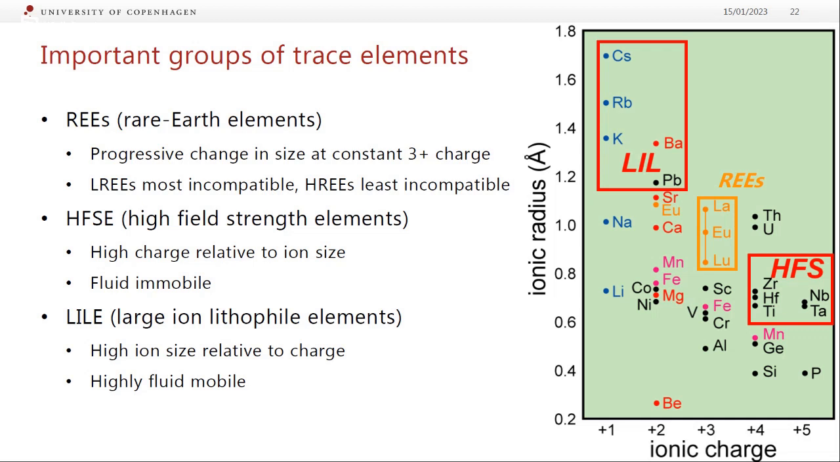Another key group we talked about was the high field strength elements. These are things like zirconium, hafnium, titanium, niobium, and tantalum. And these have a very high charge relative to their ionic size. They're still highly incompatible, but they're not very mobile in fluids. The large ion lithophile elements are basically the opposite. They have a very, very high ionic radius compared to their charge, and they're also highly incompatible, but these are highly fluid mobile. So they're easily removed by water and other fluids that are passing through the rock.